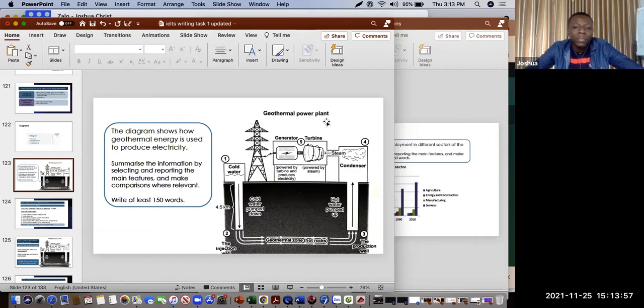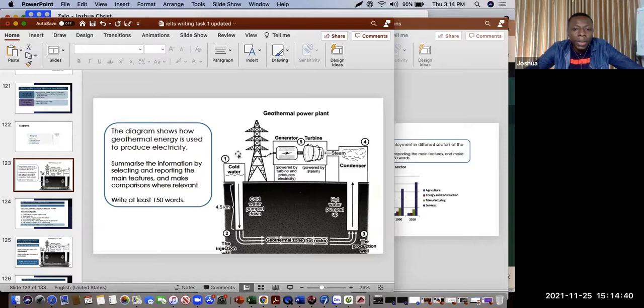So they expect you to talk about everything here. Now, as part of your overview, you can decide to divide the 5 steps into, let's say, 2 steps or 3 steps. So, for example, you can have all the steps above the ground as 1 step, and all the steps below the ground as the other. So above the ground and below.